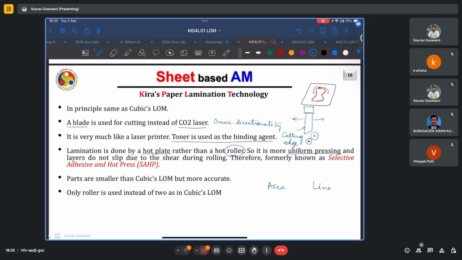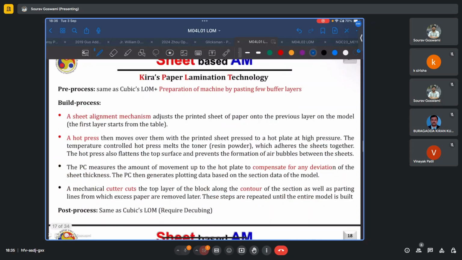This process therefore was also formerly known as selective adhesive and hot press. The typical build volumes of this process are smaller than Cubic Storm, but on the other hand, they tend to be more accurate and have better geometrical control. And only one roller is used in this case, which is the material supply roll. There is no take-up roll in this case.